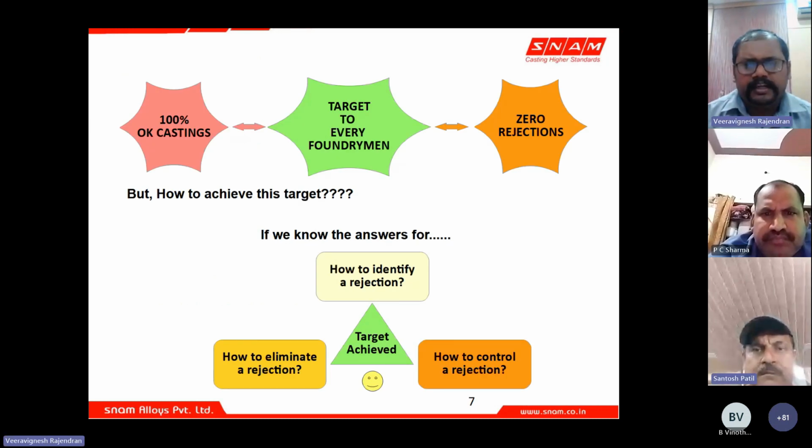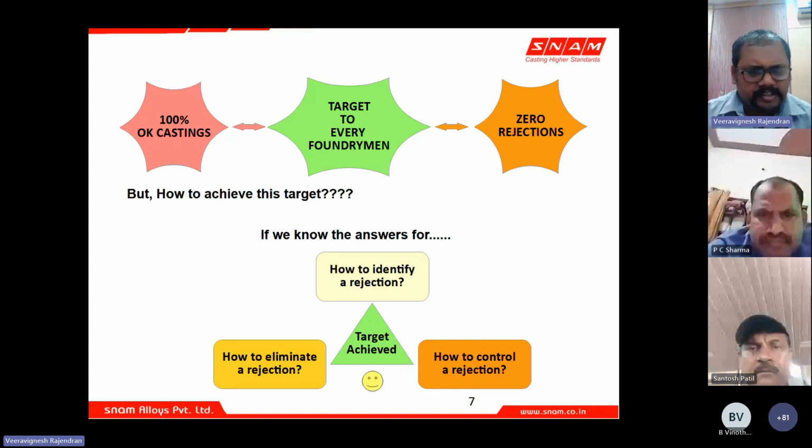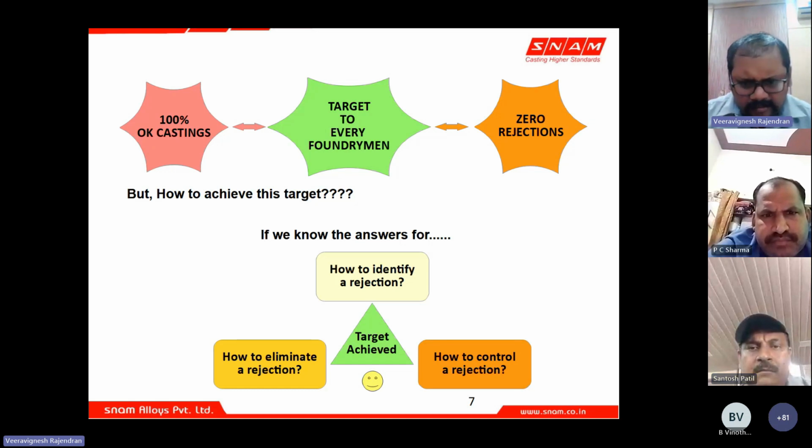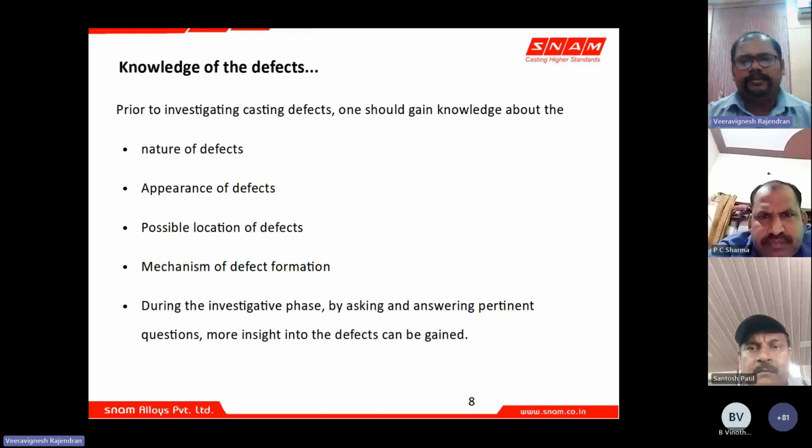So this is the target for every foundryman. It should be 0 rejections and 100% okay castings. So how do you achieve this? Identify the rejection, eliminate the rejection, and control the rejection. These are the three things which we'll keep talking about again and again in this entire presentation. So, knowledge of the defects.